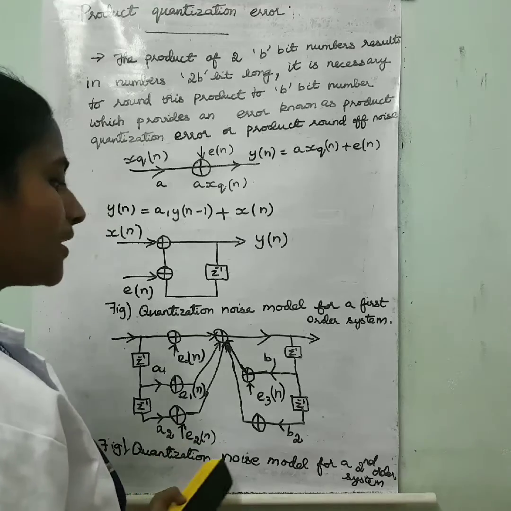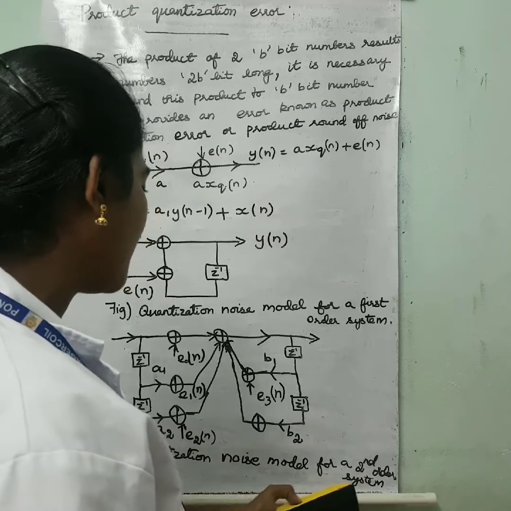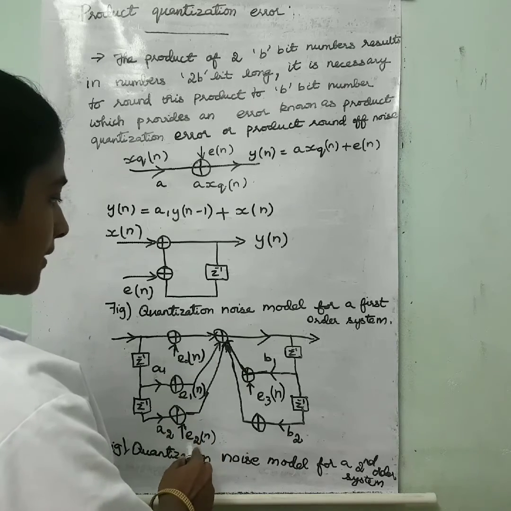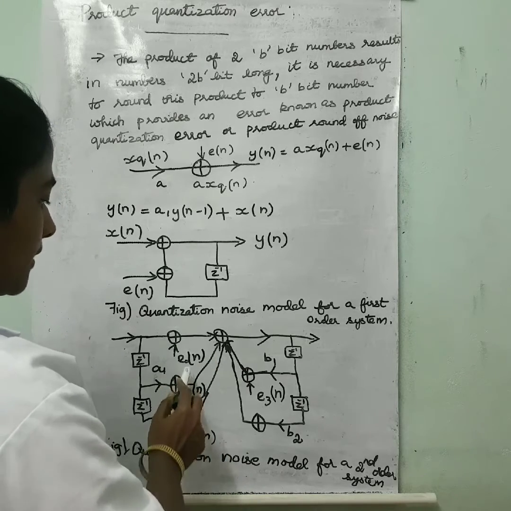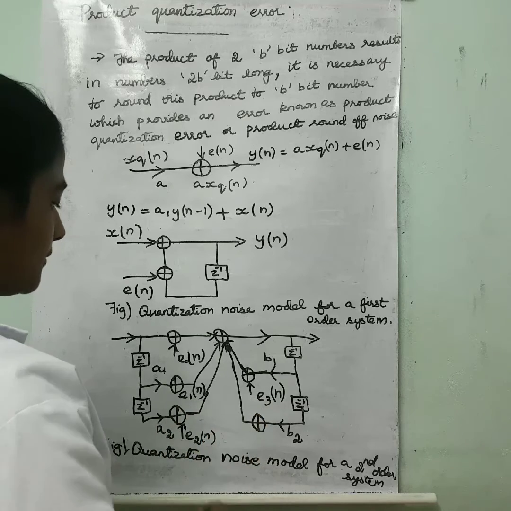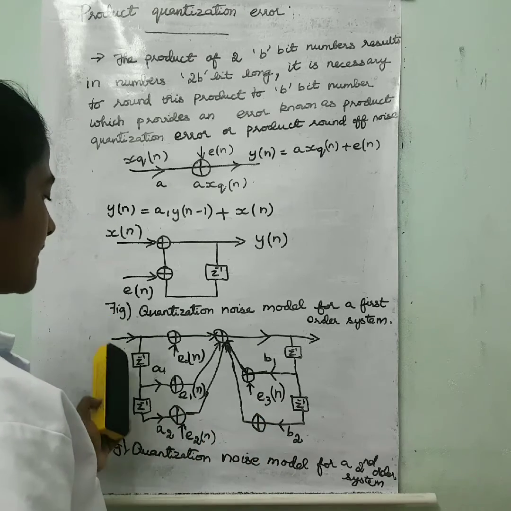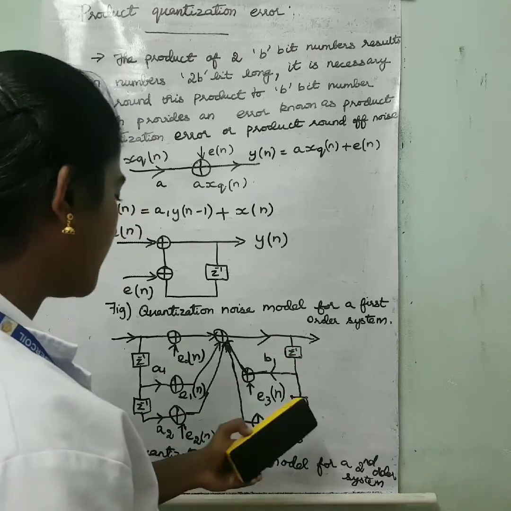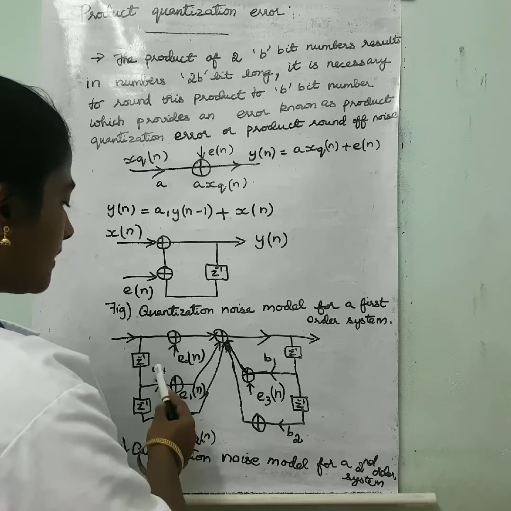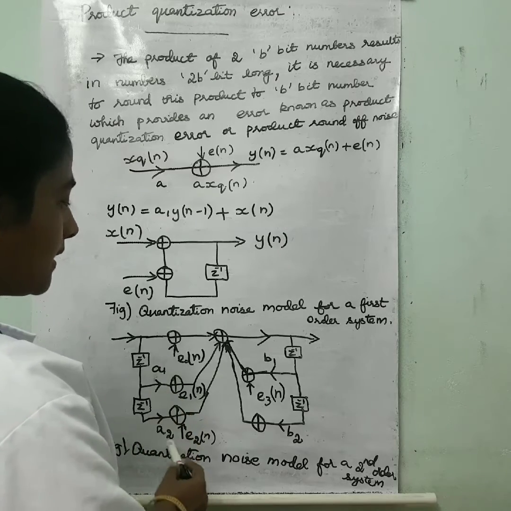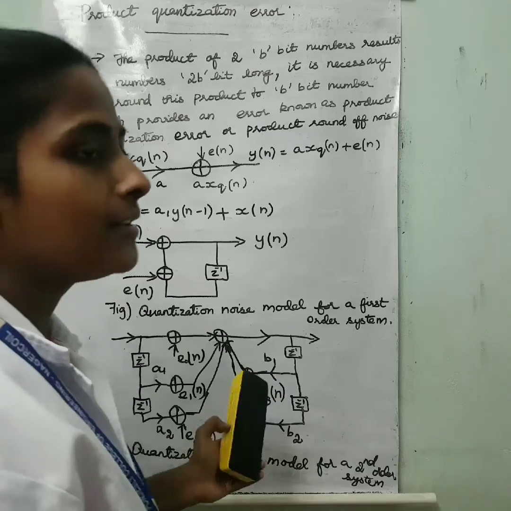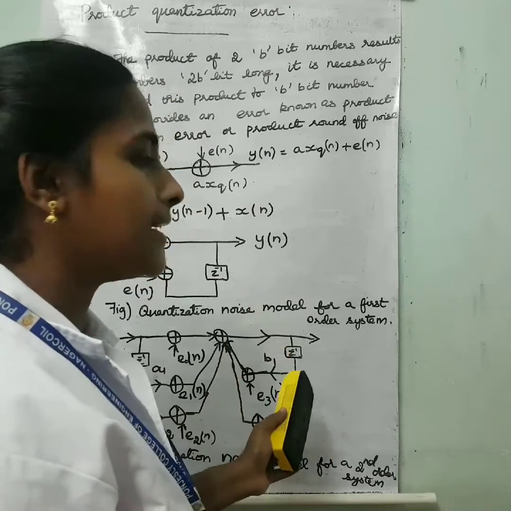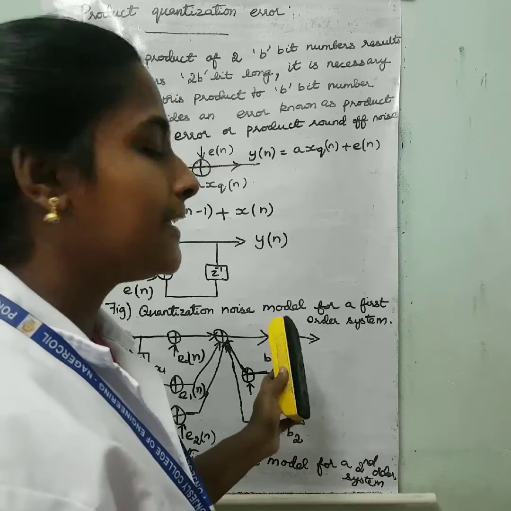This is the quantization noise model for a second order system. Here also we have the noise sources E0, E1, E2, E3, and we have four delays, z power minus 1, and constants A1, A2, B1, B2 are multiplied. Here also the finite precision multiplier is replaced by a single multiplier and round off error.